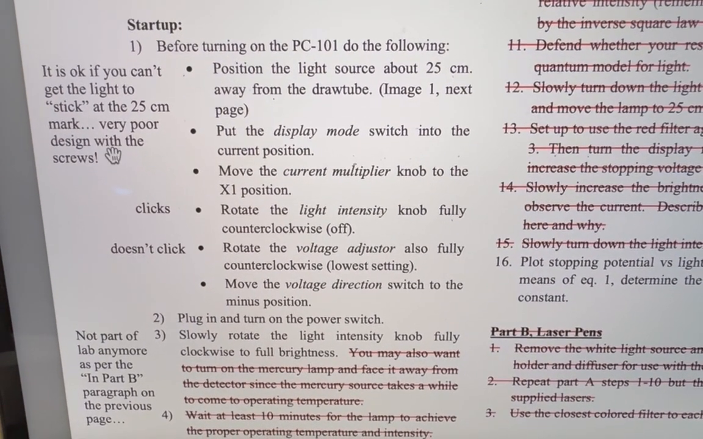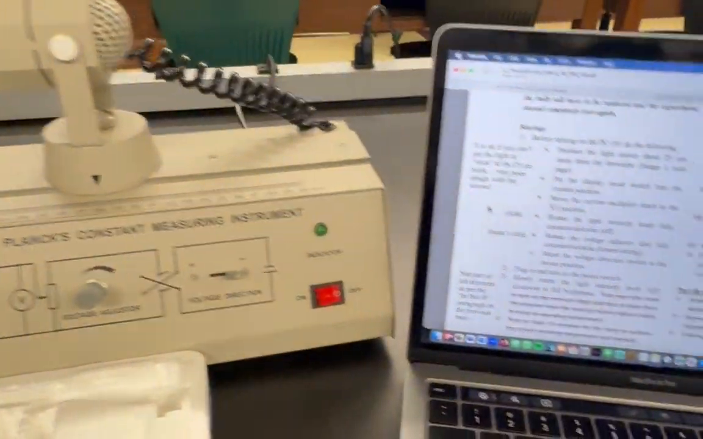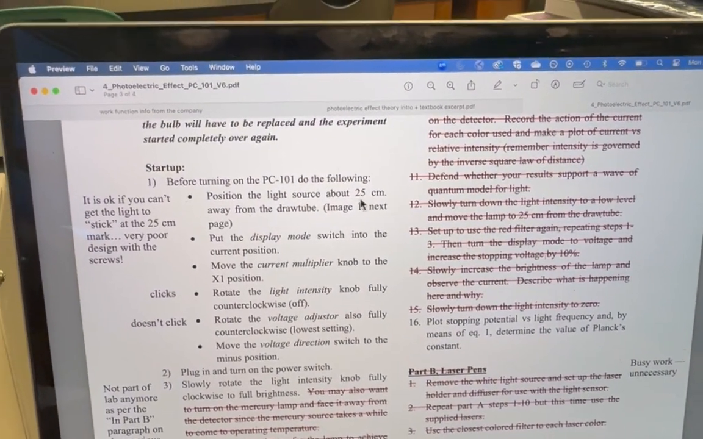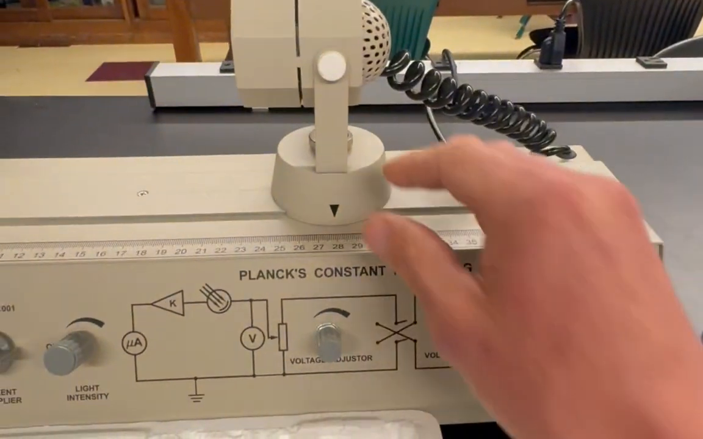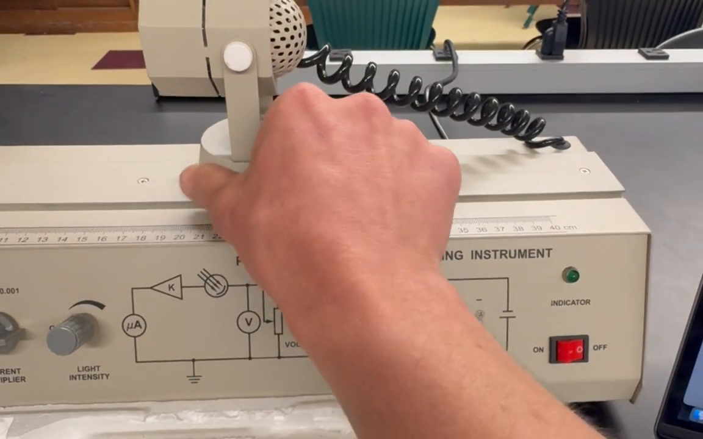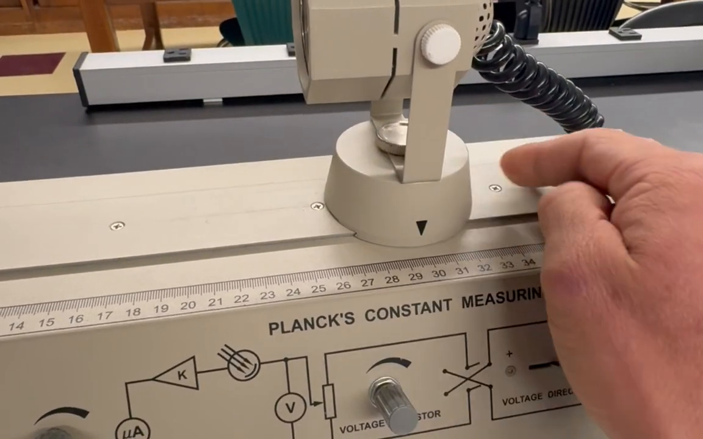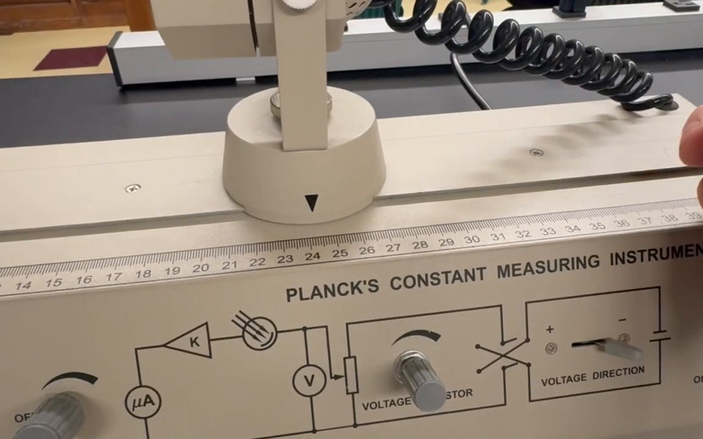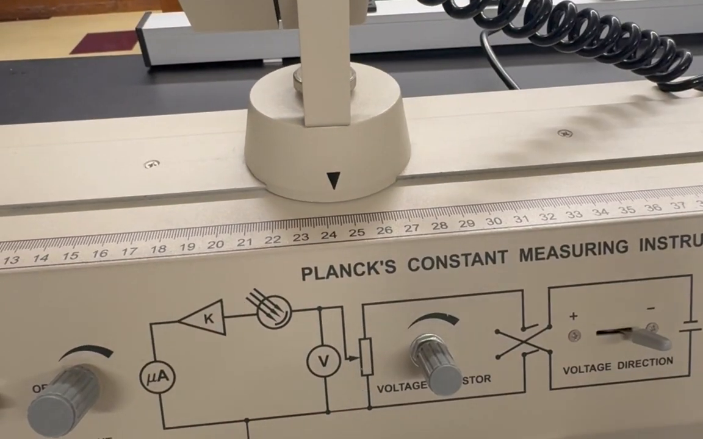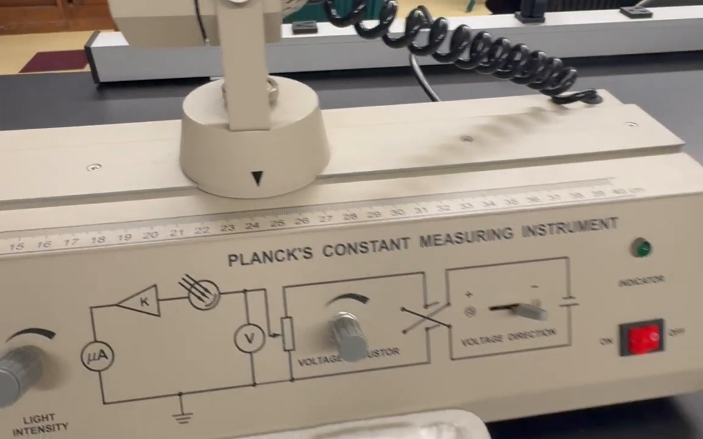Let me just focus on some of these things that are a little bit tricky. Our first objective is positioning the light source 25 centimeters away from the draw tube. This is incredibly poorly designed. Tightening or loosening this does not really help in any way, shape, or form. So if you can just get it to something around there, just as long as it stays at the same location throughout the entire lab, you can see it kind of, there we go, kind of stuck there. That's totally fine for me throughout the entire lab.